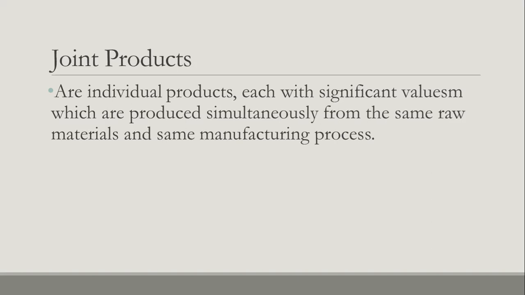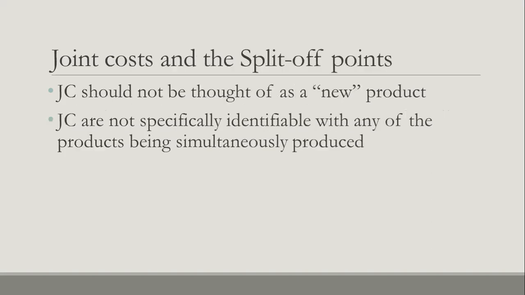Costs incurred after the split-off point do not generally cause allocation problems because they can be identified with the specific products. And the last characteristic is that none of the joint products is significantly greater in value than the other joint products. This is the characteristic that distinguishes joint products from byproducts. Okay, so next slide. We will tackle here the joint cost and the split-off point.